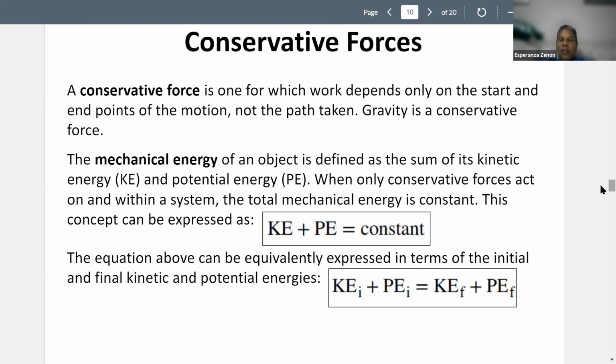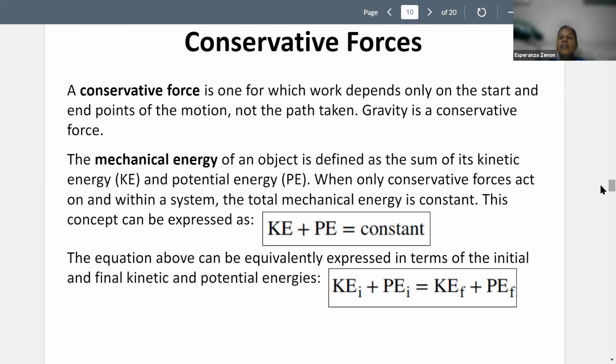When we are exerting a conservative force like gravity, the mechanical energy is conserved. So when we do work with a conservative force like gravity, mechanical energy is conserved. What is mechanical energy? The sum of kinetic and potential energy. And so when you have conservative forces acting on a system, the total mechanical energy is constant.